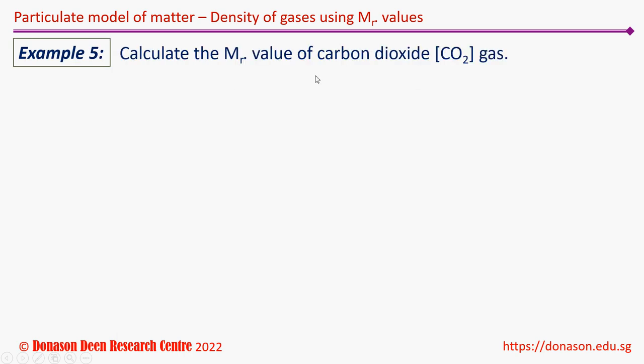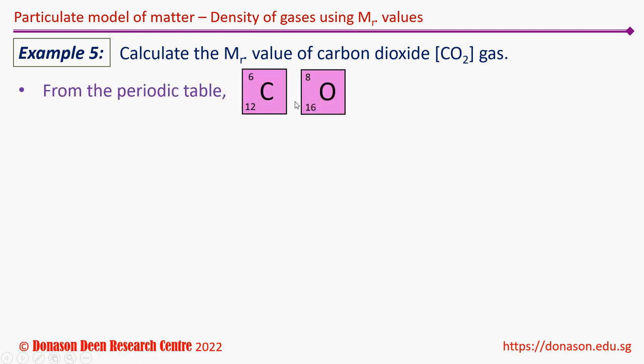Example 5. Here I am giving you a compound type of gas. A compound is made up of more than one type of element. Carbon dioxide is made up of carbon atoms as well as oxygen atoms, but they are in the ratio of 1:2. There is 1 carbon and there are 2 oxygen. So from the periodic table we need to locate both of these elements, carbon as well as oxygen. Beside carbon, the atomic mass written is 12, and beside oxygen is 16. But there is only 1 carbon, and there are 2 oxygen atoms per molecule.